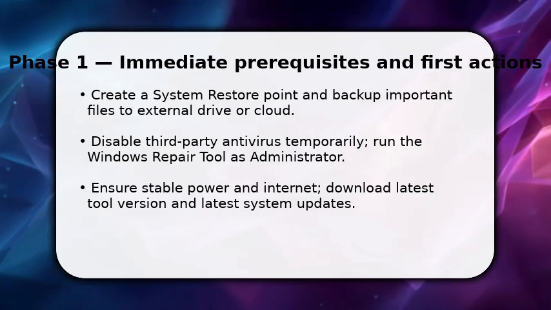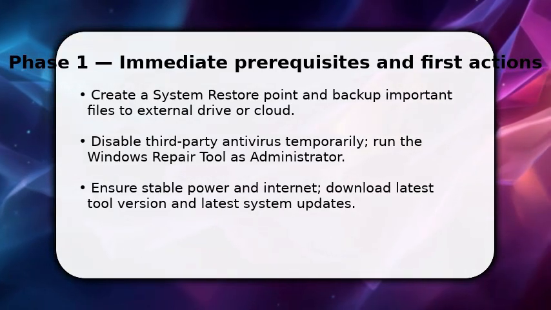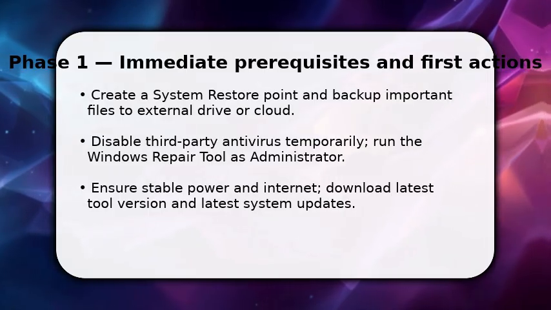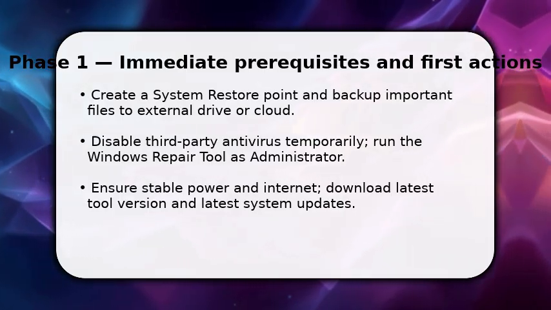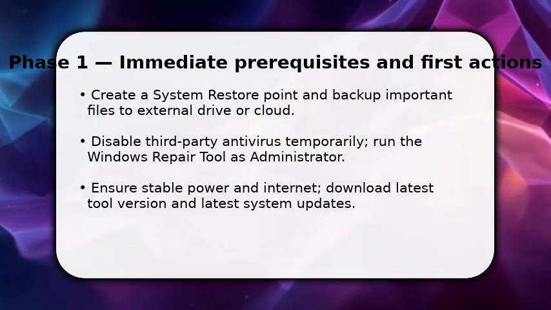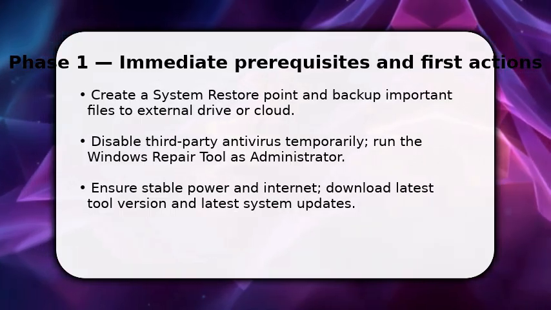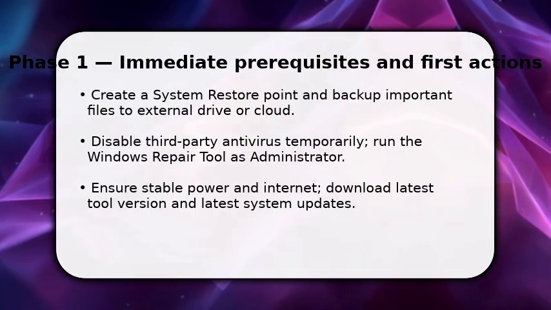You start by safeguarding your system and data. Create a system restore point and copy essentials to an external drive because repairs can change files. Once done, disable third-party antivirus. It can block operations, and launch the Windows Repair tool with administrator rights. This grants full access to system services.